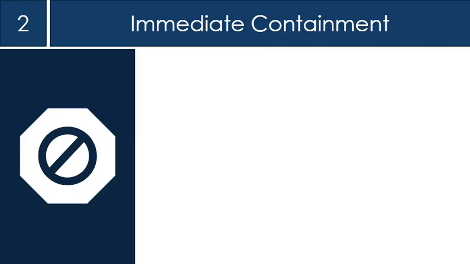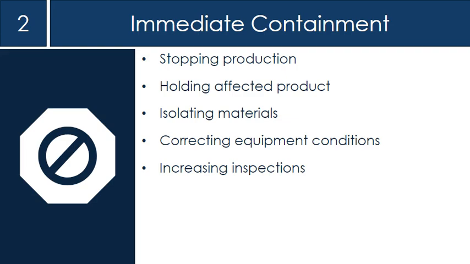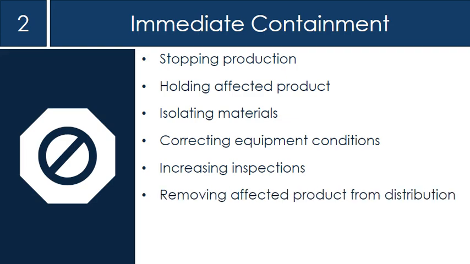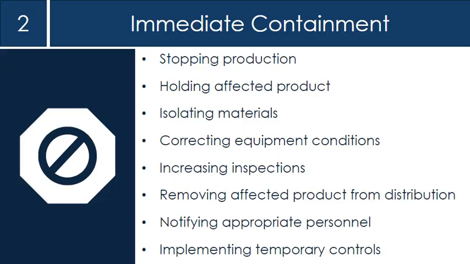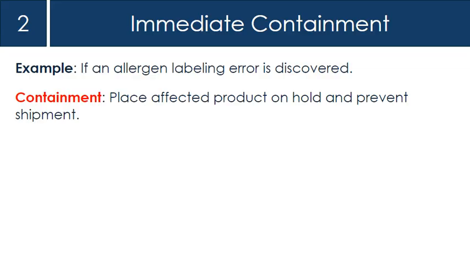Containment may include stopping production, holding affected product, isolating materials, correcting equipment conditions, increasing inspections, removing affected product from distribution, notifying appropriate personnel, implementing temporary controls. An example would be: if an allergen labeling error is discovered. Containment: place affected product on hold and prevent shipment.